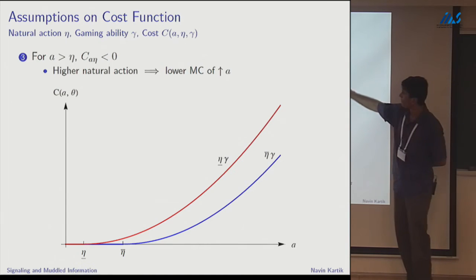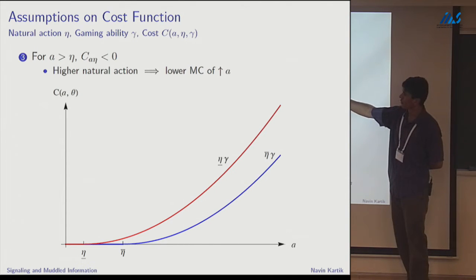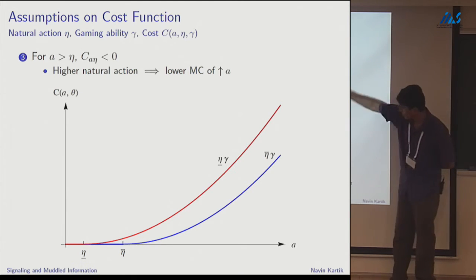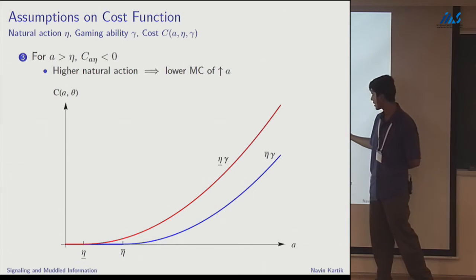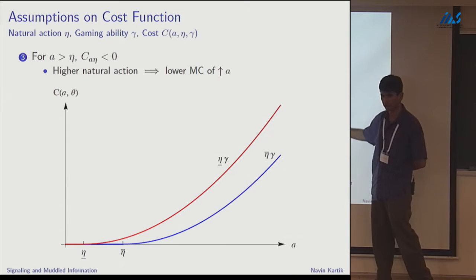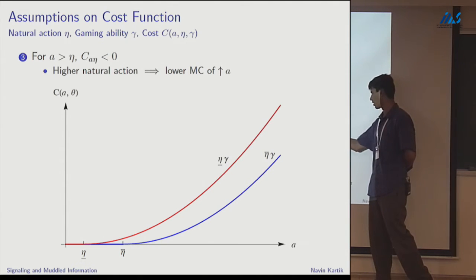The next two assumptions are what I said about single crossing on each dimension. When we're looking at actions above the natural action, the marginal cost of signaling is lower when you have a higher natural action. Submodularity. Pictorially, again, actions in the horizontal, cost in the vertical, and I'm going to use lower bars for low and upper bars for high. If you take two types that have the same gaming ability, but one of them has a lower natural action and the other has a higher natural action, then the total cost curves look like this. That's what this assumption says. The one with the higher natural action has a uniformly lower cost curve.